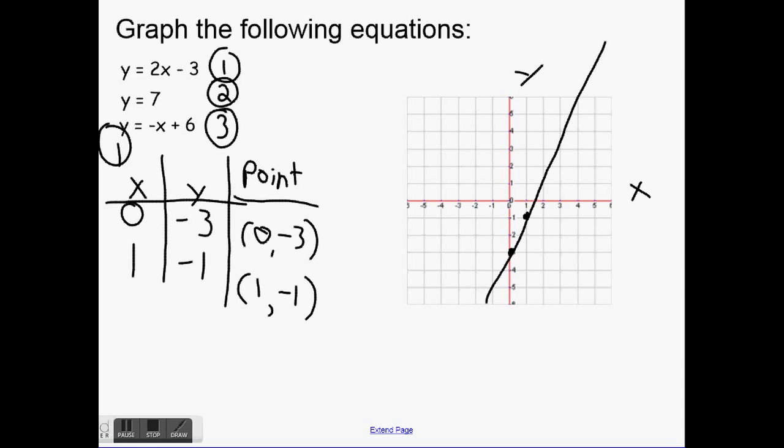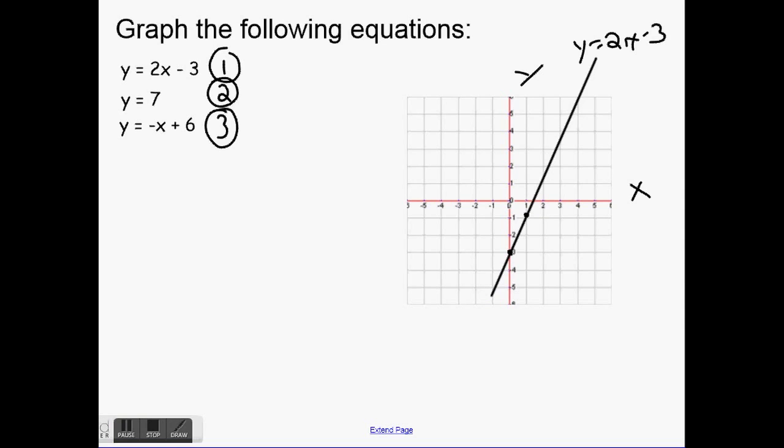Mind you, you should use a ruler for this, but I did my best. Give it a shot.